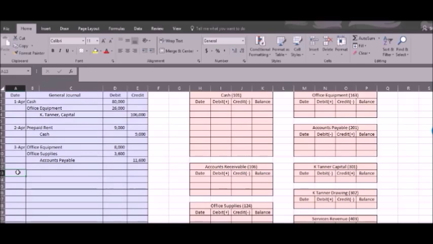Next transaction we have is the 6th. So the company completed services for a client and immediately received $4,000 in cash. So we went out and did work for somebody, and they paid us right away. Bonus for us, right? So we get cash and we've earned revenue, and this transaction happened when? 4/6. We know we did work and we got paid cash.